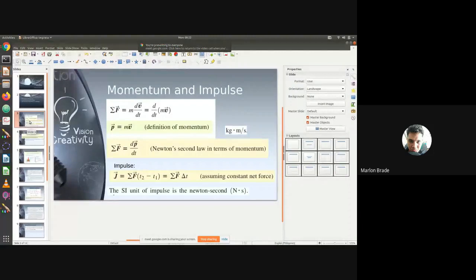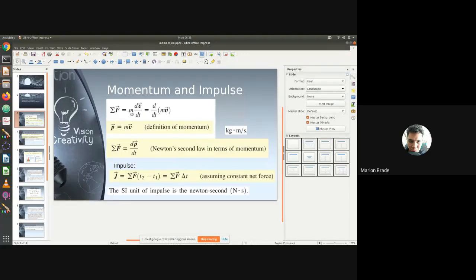First, let's discuss momentum and impulse. From Newton's second law, we know that the net force is equal to ma. But remember that the acceleration is just the first order derivative of the velocity vector, which means that the force can be written as m multiplied by dv over dt, where v is a vector quantity.